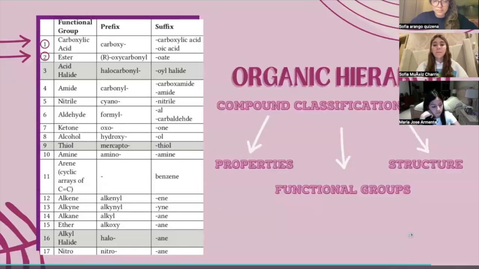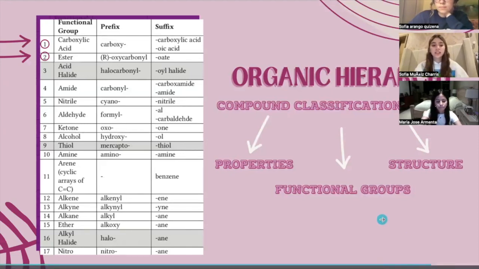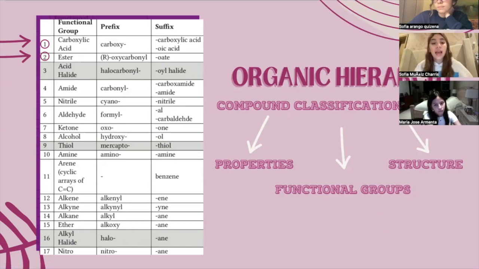So basically, organic hierarchy in chemistry is a system that helps us organize different compounds based on their structure, functional groups, and chemical properties, like, for example, reactivity. This system covers everything from simple compounds to more complicated structures. And now, knowing this, we can take a look at the order of the carboxylic acids in the table of organic hierarchy. As we can see in the image, carboxylic acids are right at the top.